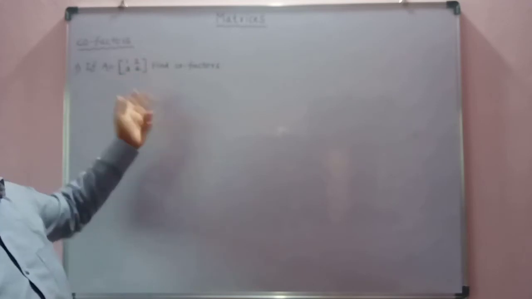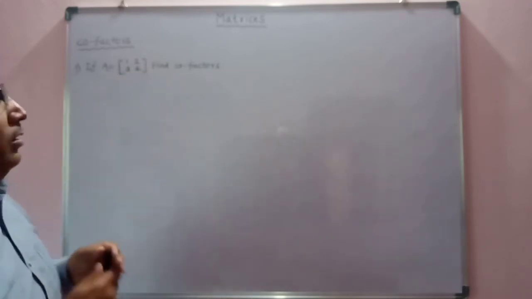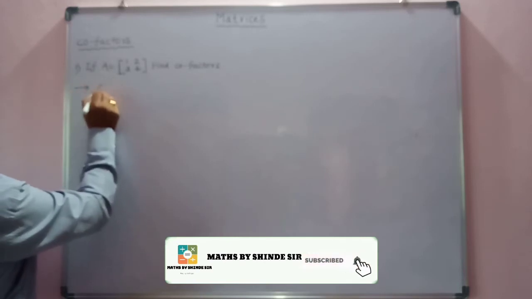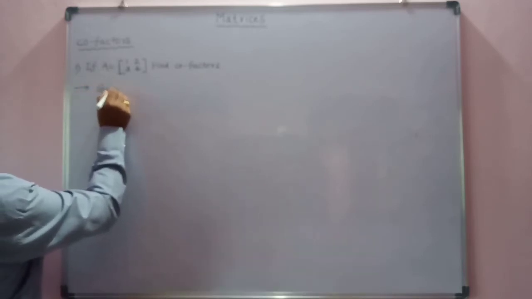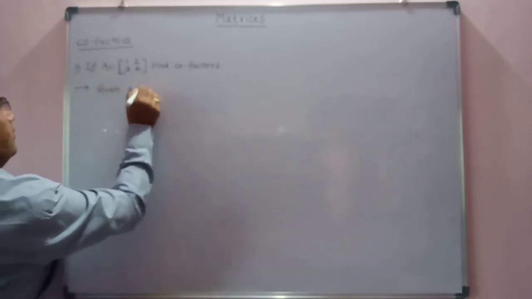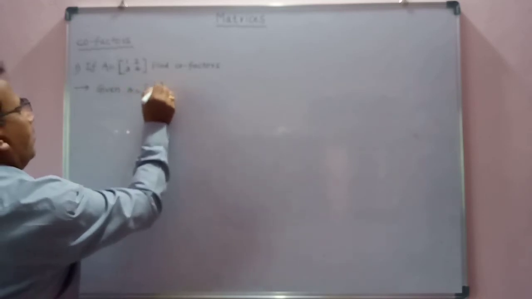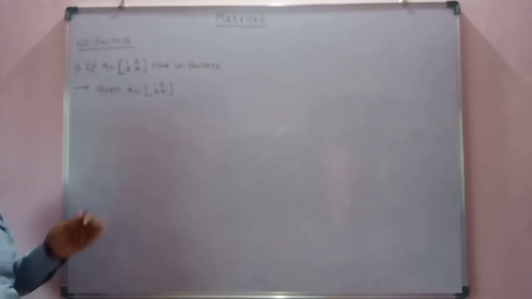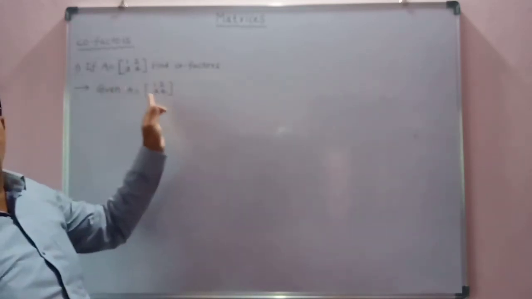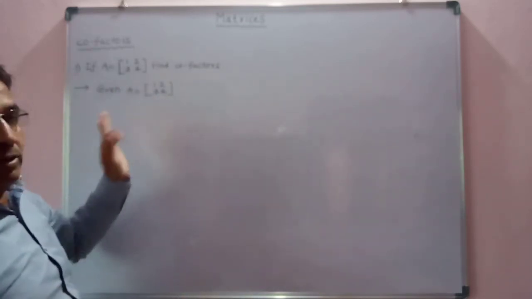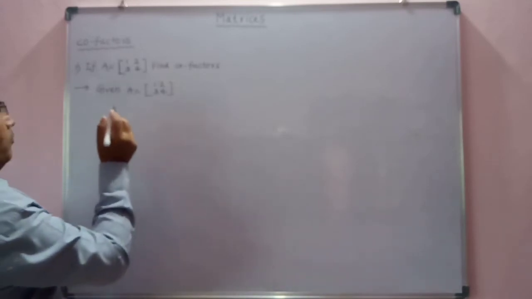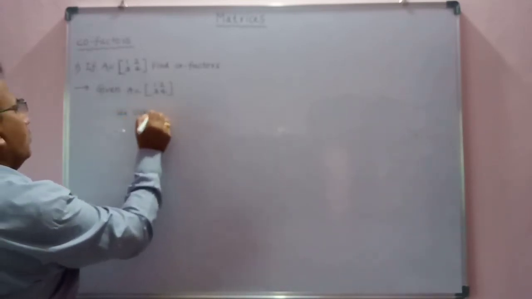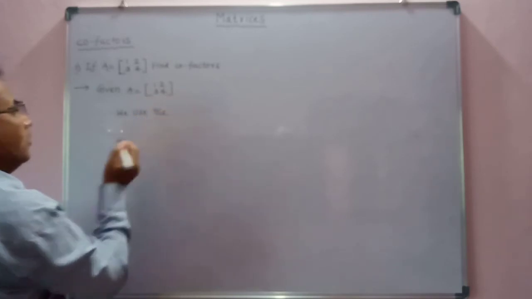This is a square matrix. The order is 2 by 2. Therefore, the given matrix A is 1, 2, 3, 4. The order is 2 by 2, 2 columns and 2 rows. Therefore, we use the cofactors.